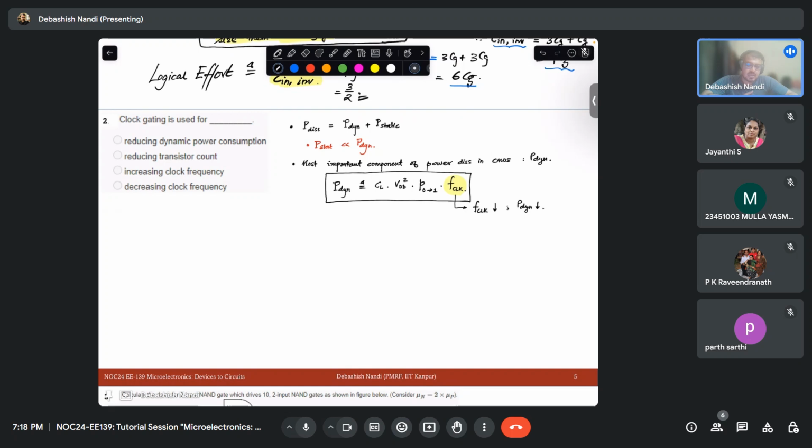But what do you think? Is reducing F clock a good option? Should we reduce F clock? I want to know your opinion on this. Obviously, from power point of view, it is absolutely yes. But what about speed point of view?